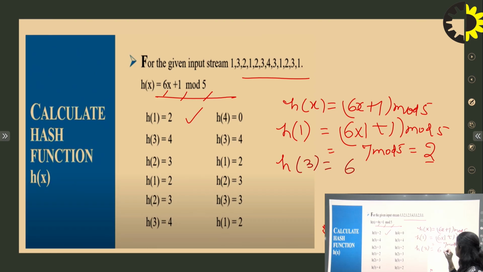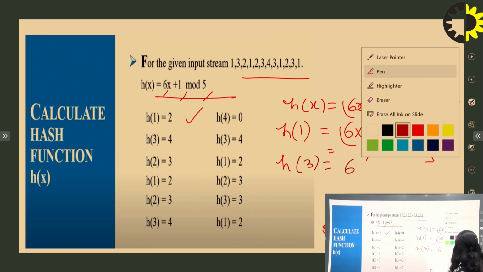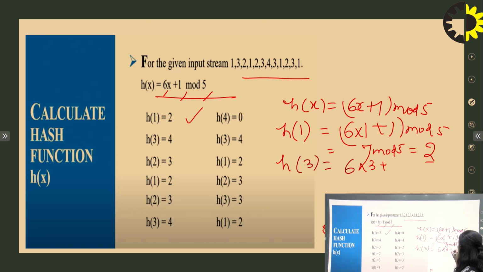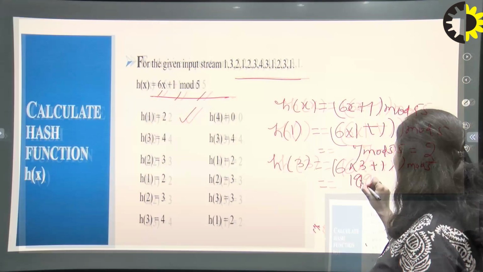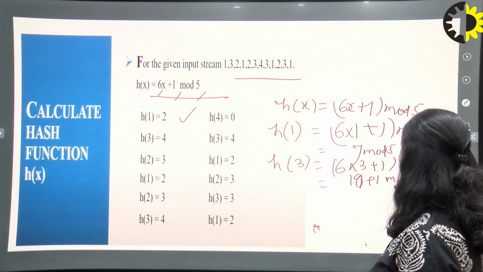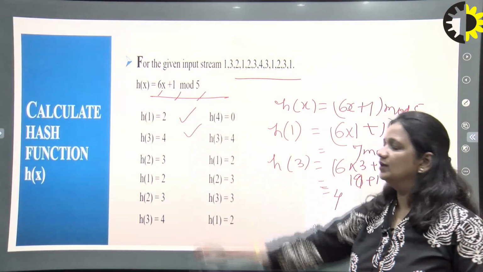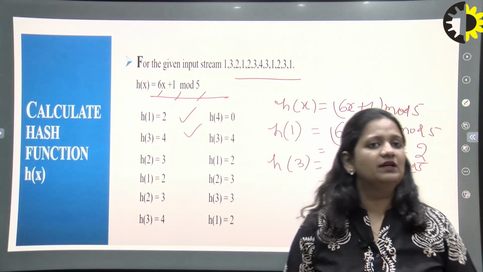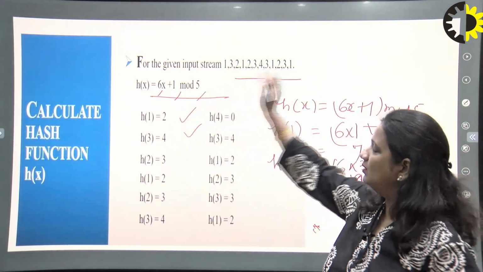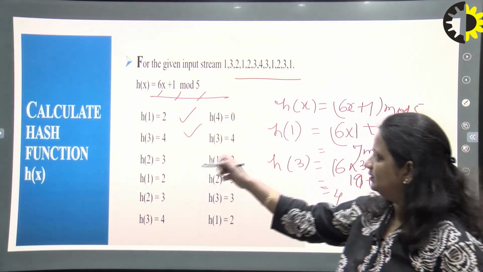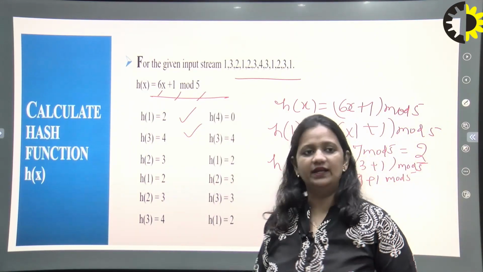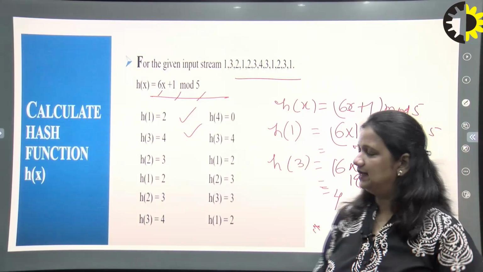6 cross 3 plus 1 mod 5. 6 cross 3, that is 18, plus 1, 19 mod 5. 19 mod 5 is equal to 4. So, like this procedure, we calculate the hash value for all the elements in the stream. Like h of 2 is equal to 3, h of 1 is 2, and for the various elements.